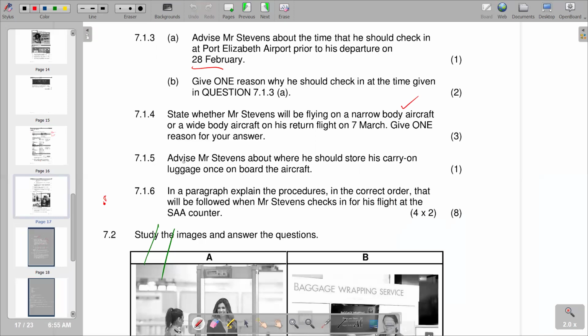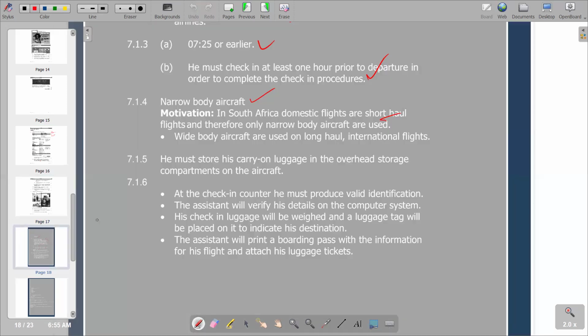7.1.5, advise Mr. Stevens about where he should store his carry-on luggage once on board the aircraft. So again, we try to see he must store his carry-on luggage in the overhead storage compartments on the aircraft. So this is our response that we have.